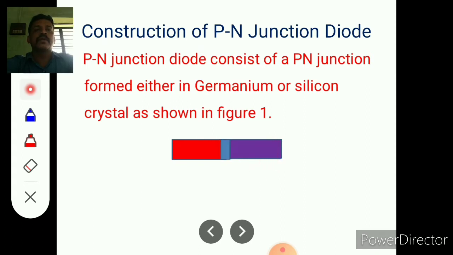And due to the diffusion, this depletion layer or barrier potential is generated, due to the diffusion of holes from p region to n region and electrons from n region to p region. So in this way the PN junction diode is formed. So this is p-type semiconductor, this is n-type semiconductor, this is a barrier potential.